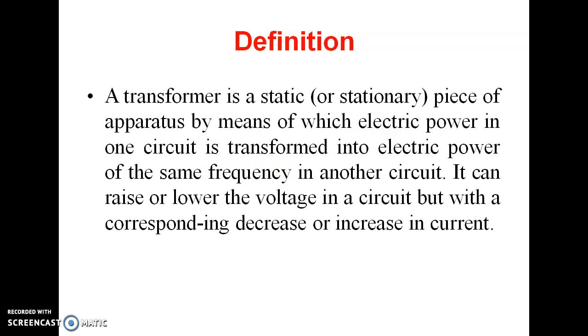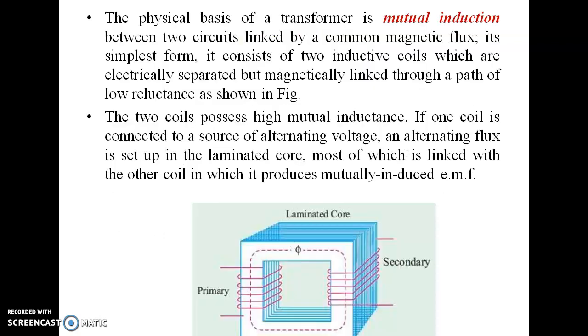This is the definition of a transformer, which is a static device because there are no rotating parts in a transformer. It is having only two windings, primary winding and secondary winding. That's why it is called a static device. And the transformer works on the principle of mutual induction, because these two circuits are magnetically coupled, there is a flux linkage between primary winding and secondary winding.